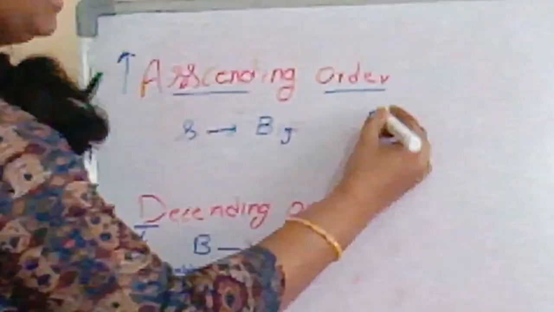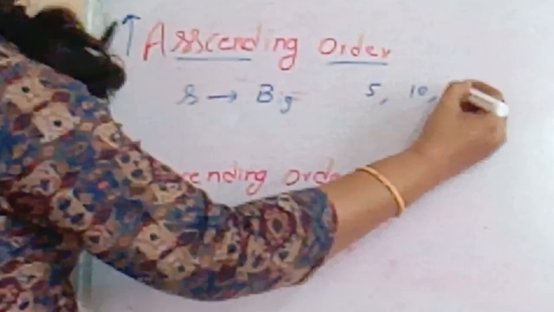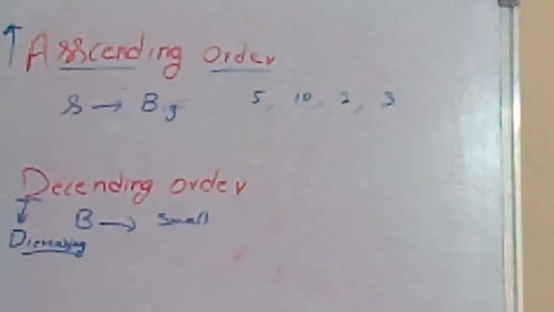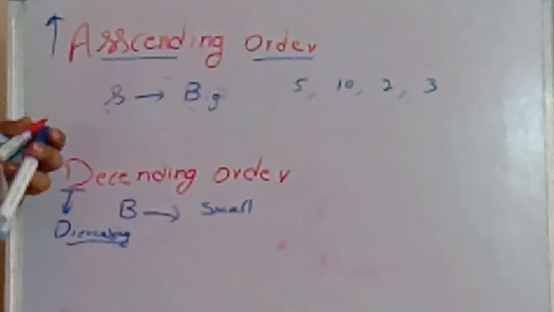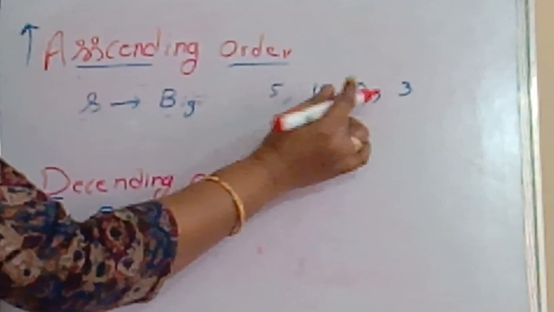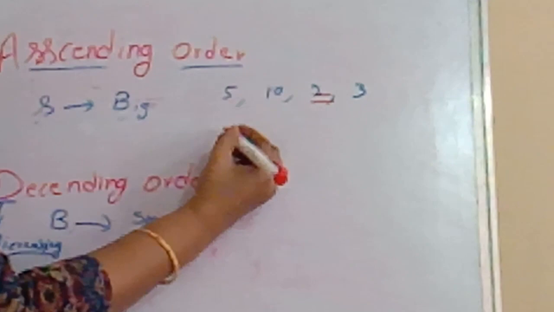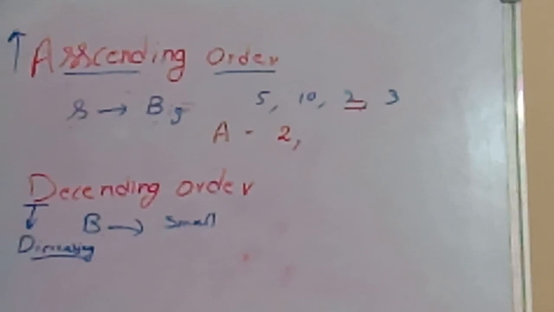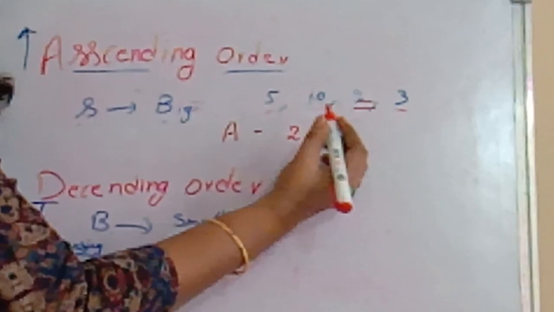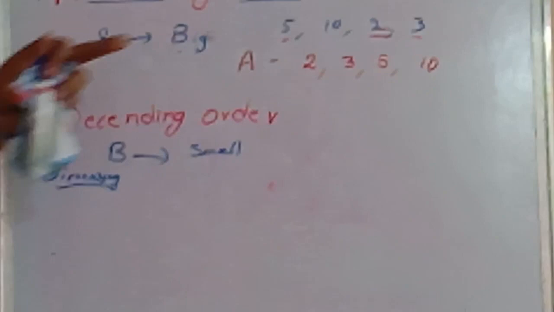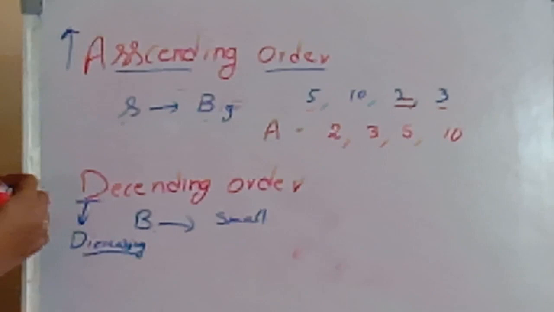Suppose here I am having 5, 10, 2, 3, like this. Write these numbers in ascending order. So, small to big. How do you write here? Which is the smallest number in these four? 1, 2, 3, 4. 4 numbers are there. So 2 is the smallest number, ascending order, 2, next one small is 3, 3, next one 5, 10. This is the ascending order. Similarly, descending order. Here, I am having some numbers. 532, 0.